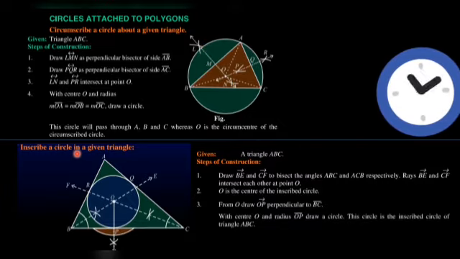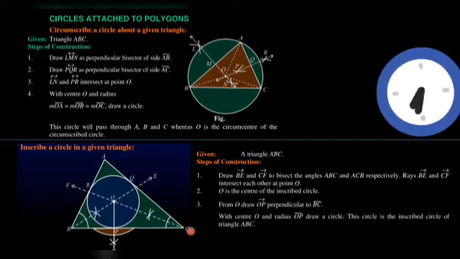Next is to inscribe a circle in a given triangle. I am given the triangle and I am going to inscribe a circle inside this triangle touching all three sides. For this purpose, we shall have to draw the angle bisectors of any two angles of this triangle. I drew BE and CF to bisect the angles ABC and ACB respectively.